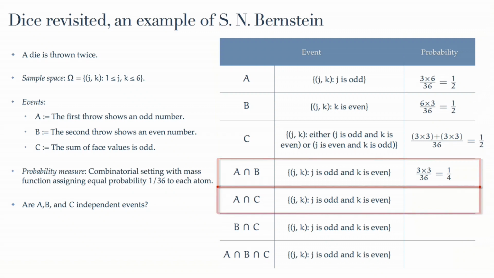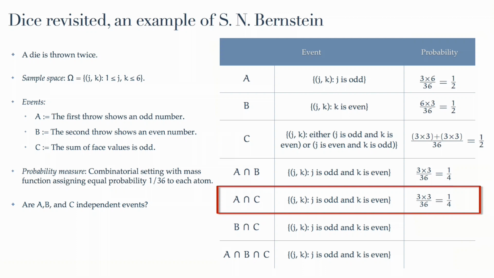Let's take a look at A intersection C for definiteness. A represents the event that the first face is odd. C represents the event that the sum of the face values is odd. But if the first face is odd, J is odd, and the sum of J and K is odd, that forces K to be even. And therefore, A intersection C is precisely that collection of ordered pairs J and K, where J is an odd number, 1, 3, or 5, and K is an even number, 2, 4, or 6, and again there are 3 times 3, or 9 possibilities. Out of 36, it's again 1 in 4.